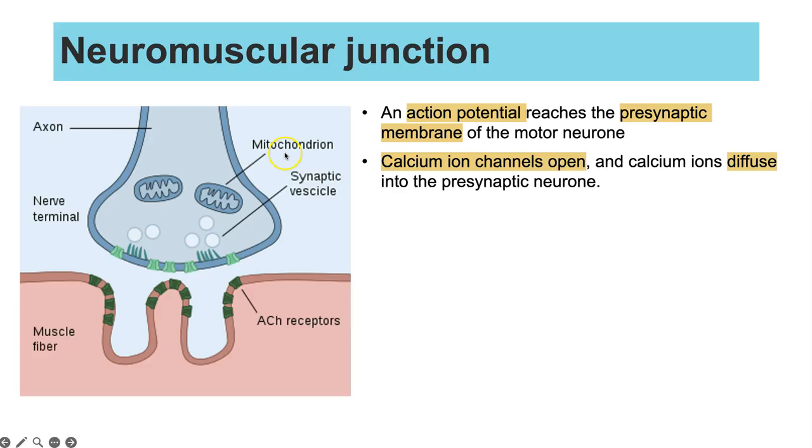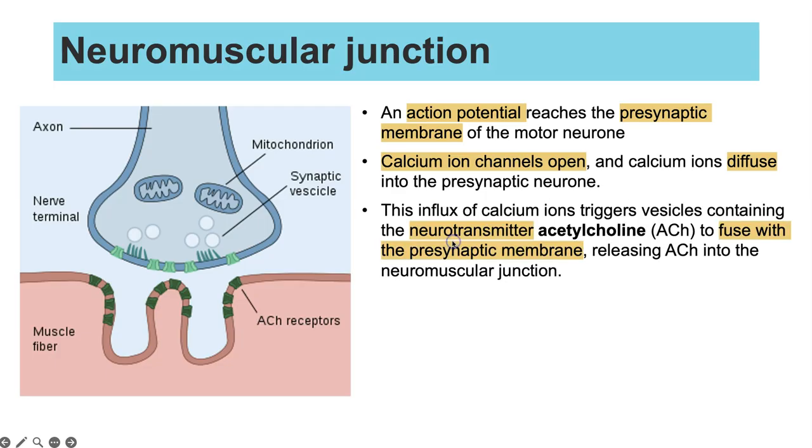Step 2 then is this causes calcium ion channels to open, which are within that presynaptic membrane, and therefore the calcium ions will diffuse into the presynaptic neuron. So again, we've got highlighted the key things you'd need to make sure you definitely say, and diffuse is always a key one. And also really, you should be mentioning that it is the presynaptic neuron as well.